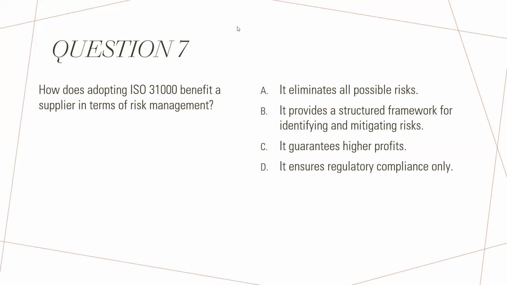I think it's straightforward, and I can close this question here. So with question number seven, it's very simple. About the benefit of ISO 31000, of course, it provides a structured framework for identifying and mitigating the risk. So B is correct. Now, how about question number eight?